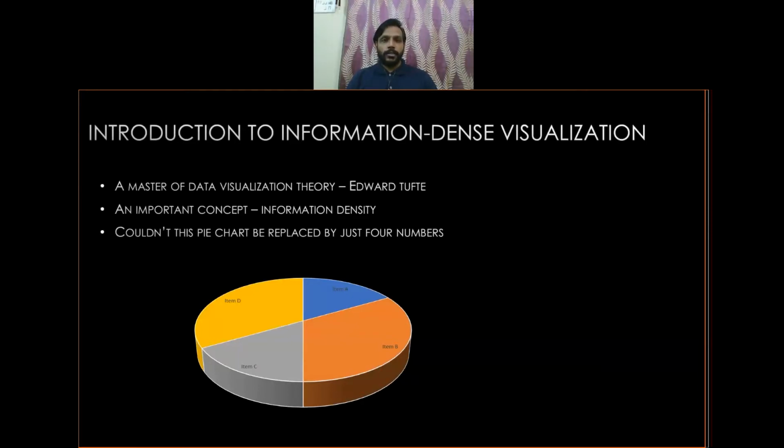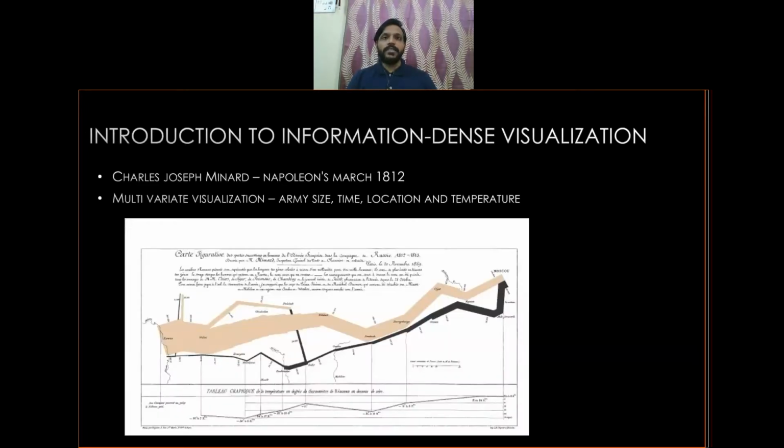One of the important concepts he mentions in his book is information density. Think of it this way. If we have a pie chart like this, which shows the size of four items, would it be better to replace this pie chart with four numbers? The pie chart uses a lot of colors, shadows, and effects, and at the end it just conveys information about four numbers. So I think it would have been better to use a table in this case, or just describe the numbers in text.